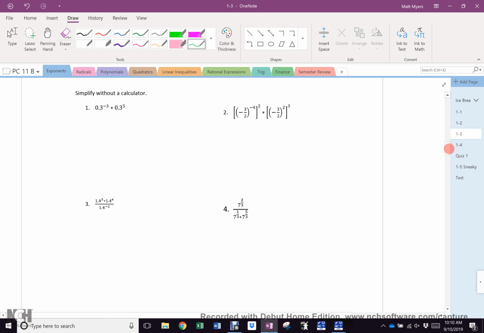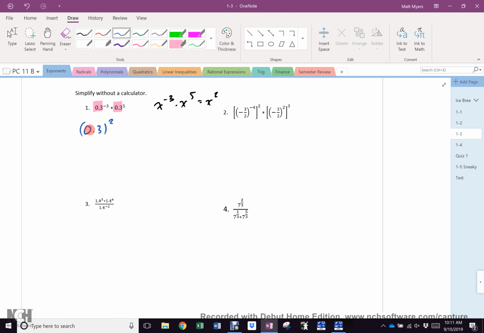But go halfway down that page. To remind you, do any rules change when the looks change? No. This looks different. We haven't dealt with a decimal base. But we do notice that those are the same base, aren't they? So if I had x to the negative 3 times x to the 5, what would I do with those exponents? Add them to get what? X squared. So what am I going to do here? Exact same thing, 0.3 squared.